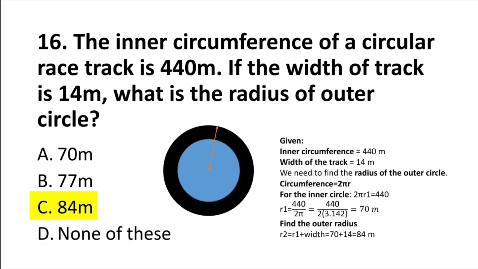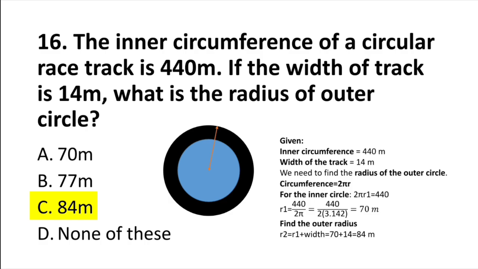Now see, the inner circumference equals 440 meters, given, and the width of the track is mentioned as 14 meters. We need to find the radius of the outer circle. Since the circumference of a circle is 2 pi r, we have to find the circumference of the black circle, right? And it's mentioned that the inner circumference, meaning the blue circle, has a circumference of 440 meters.